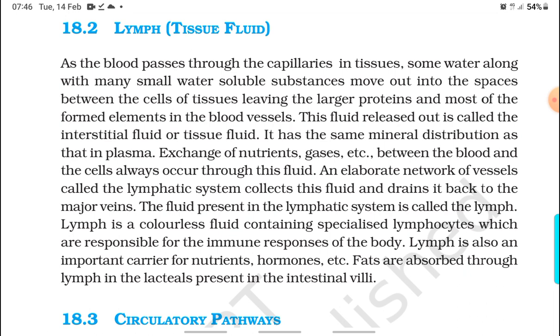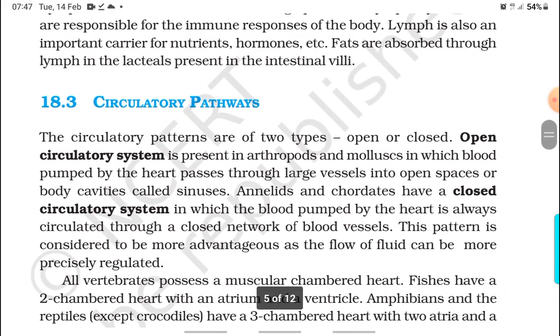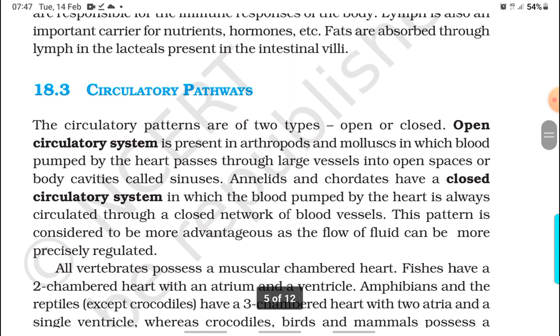An elaborate network of vessels called the lymphatic system collects the fluid and drains it back to the major veins. The fluid present in the lymphatic system is called lymph. Lymph is a colorless fluid containing specialized lymphocytes which are responsible for the immune responses of the body. Lymph is also an important carrier for nutrients, hormones, etc. Fats are absorbed through lymph in the lacteals present in the intestinal villi.